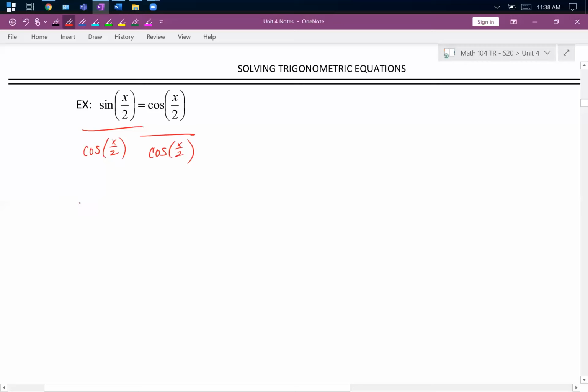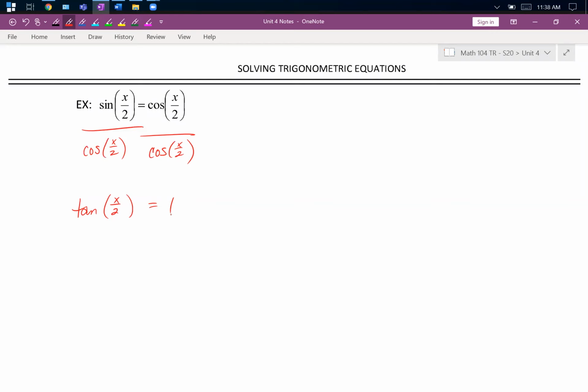All right, so that becomes tangent of x over 2. I don't know that I like this any better though, Jordan. I mean, let's look at it, but I don't know that it's going to be any better for us. All right, so I switched it to tangent by dividing.